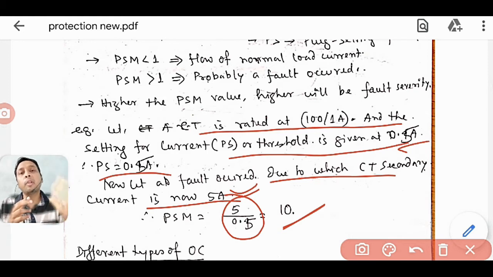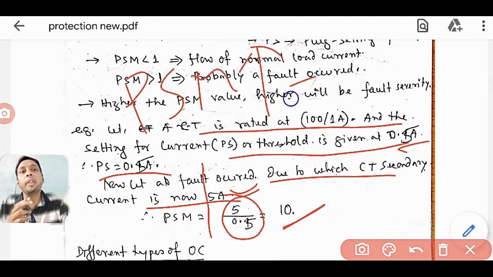If more severe faults occur, then PSM will keep on increasing. This is very important, you remember this one. A higher PSM will indicate the fault is severe. Fault severity is very high.